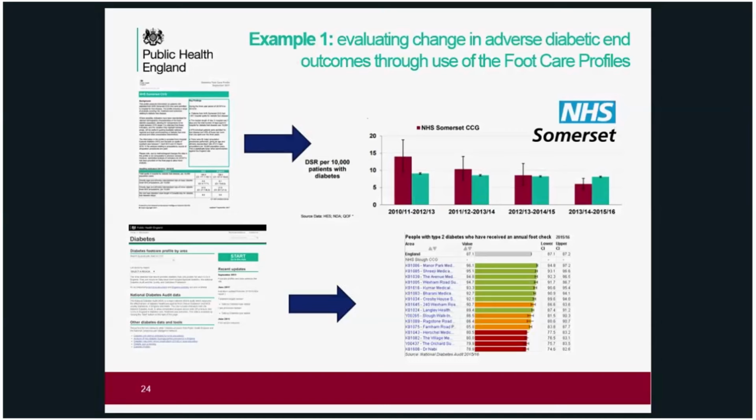And that's exactly what the profiles provide: a way of measuring changes in major amputation rates through robust and consistent measures. Now, 6 years later, NHS Somerset could evidence that they'd almost halved their major amputation rate. They went from being one of the worst performing areas in the country to one of the best performing, with statistically significant changes, even when taking into account changes in the underlying population. So that's an example of how you can evidence changes in local areas through our products.